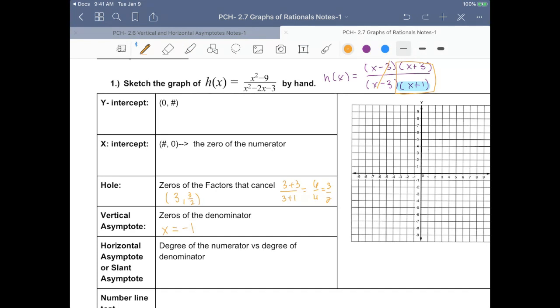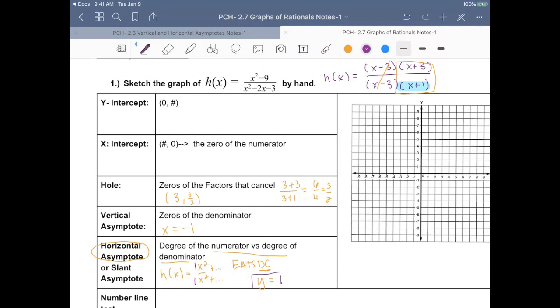Next, we can look at our end behaviors, or our horizontal or slant asymptotes. Remember, this is the degrees of the numerator and the denominator. So I see that h of x has leading terms of x squared over x squared plus dot dot dot. The degrees are equal, so we have an equal degrees situation. So remember, we divide the coefficients. So our horizontal asymptote, I'm going to circle that. We're going to have a horizontal asymptote at y is equal to, my leading term is 1 over 1, so 1.